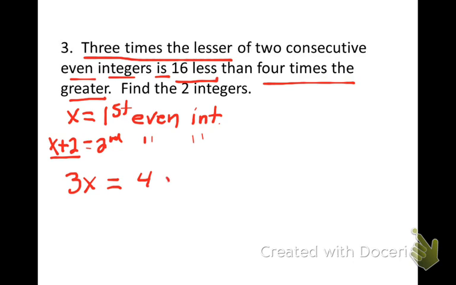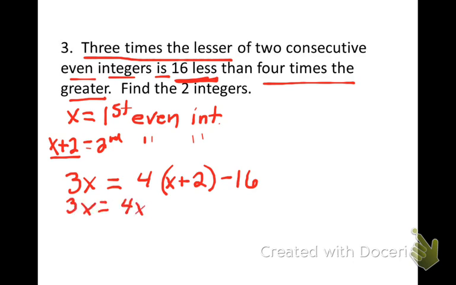If I want to show 4 times that whole thing, if I just do this, I'm not taking 4 times the whole thing, I'm only taking 4 times the x. So to show 4 times that whole thing, the whole thing being the x plus 2, I have to put it in parentheses. Now I go back and I'm going to use that 16 less than that, so it's minus 16. Once you get it set up, you just solve like we've been doing by distributing.